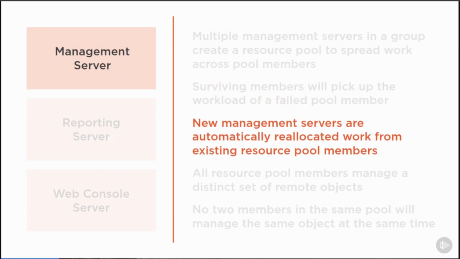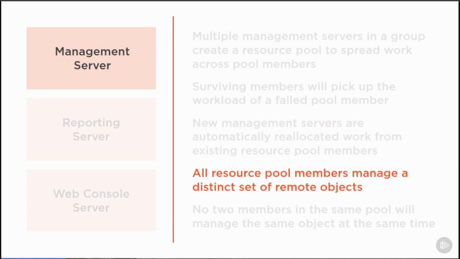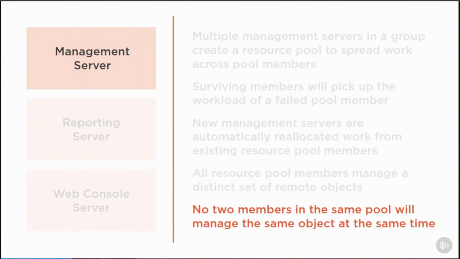Anytime you add a new management server, the existing work will be automatically reallocated from existing resource pool members to include the resources that exist on that management server. And all resource pool members manage a distinct set of remote objects. This is actually quite cool. The reason is that no two members of the same pool end up managing the same object at the same time. This will make more sense as we start digging into what the objects are. But even though there are multiple management servers in a resource pool, an object is always managed by a single management server, and it's not being managed in multiple locations at once.